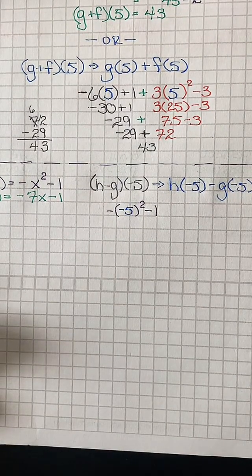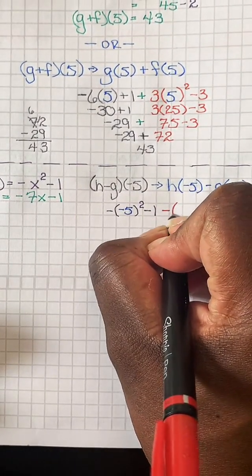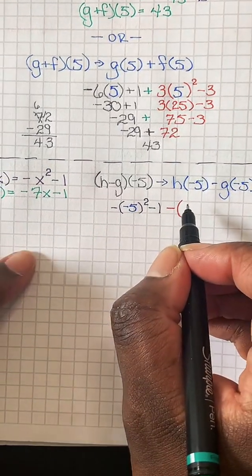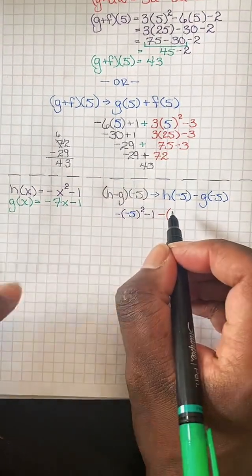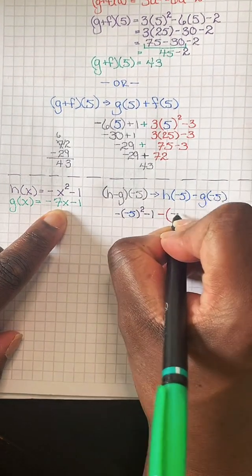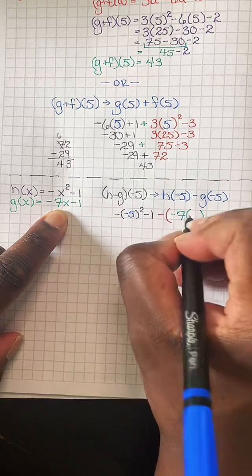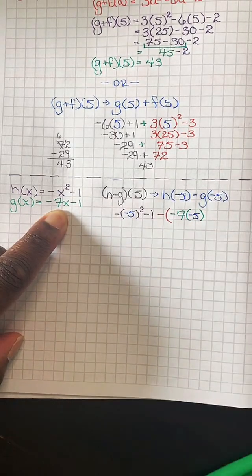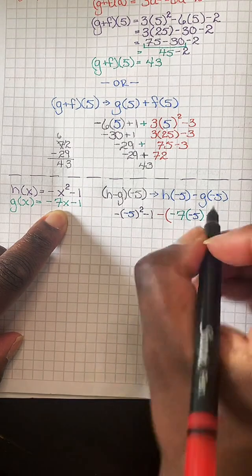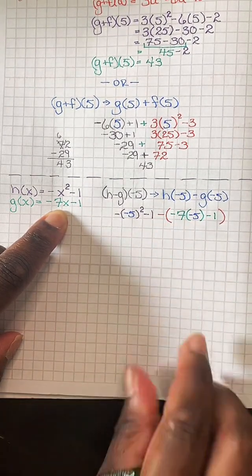Okay, we are going to subtract. And when we subtract, I like to have a beginning parenthesis, because now I'm going to take the g function, which is -7x minus 1. I'm going to have my -7, but instead of an x, it's going to be a -5, minus 1. So now I can combine things in here before I subtract.